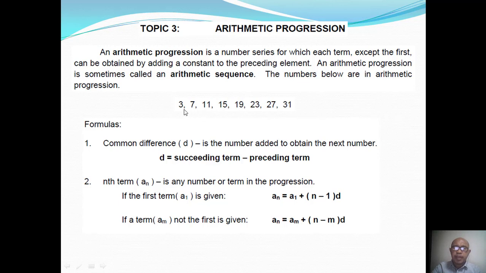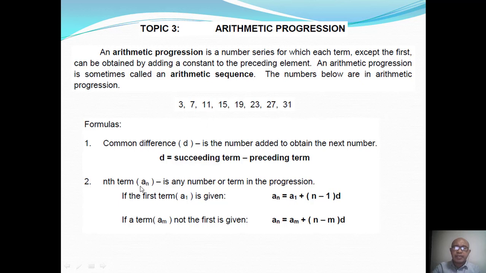So for example, in this number series, the common difference is equal to 4, and we can check it by subtracting any two adjacent terms. So if you check, 19 minus 15 equals 4, 15 minus 11 equals 4.